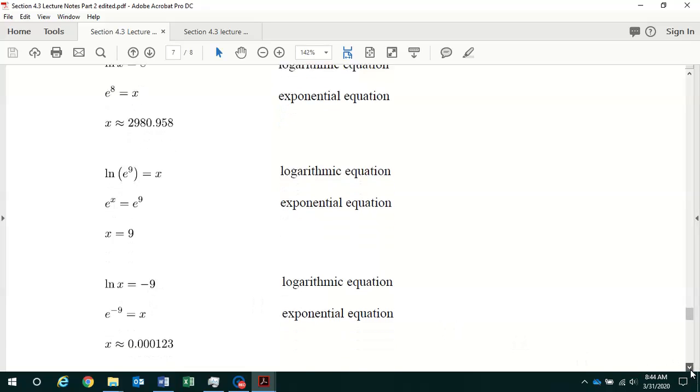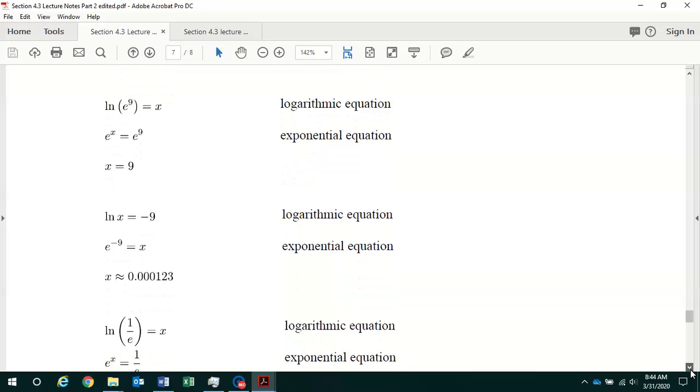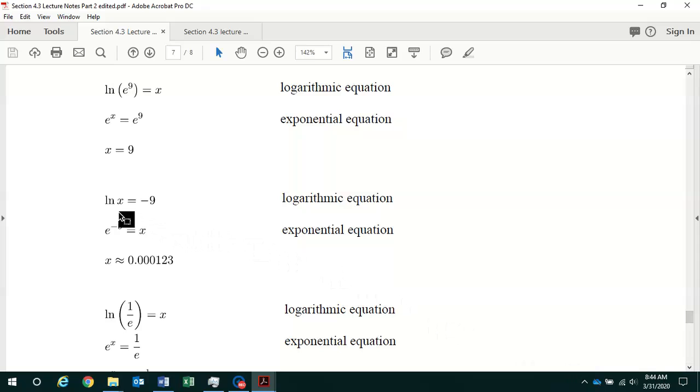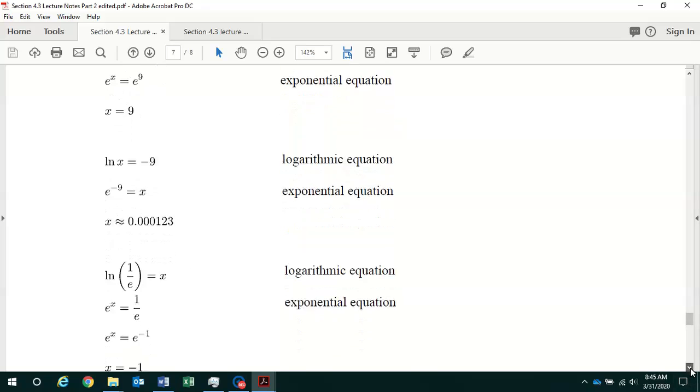In the next example, you have the natural log of x is equal to -9. Again, ln is log base e. So when you go to exponential form, you have e to the -9th is equal to x. This is the exact solution to this logarithmic equation. But using your calculator, the decimal value of e to the -9th is 0.000123 to 6 decimal places.